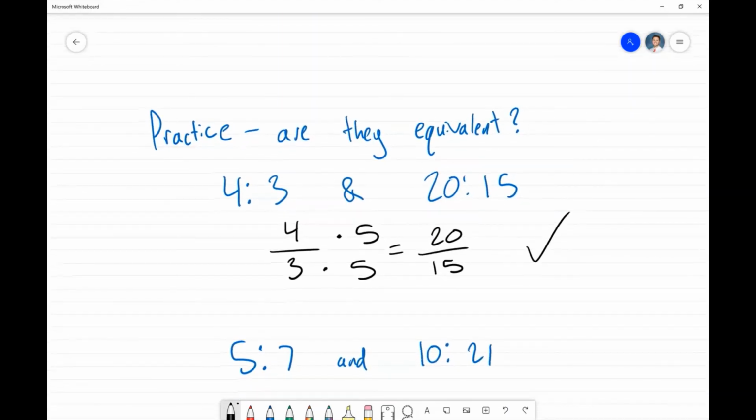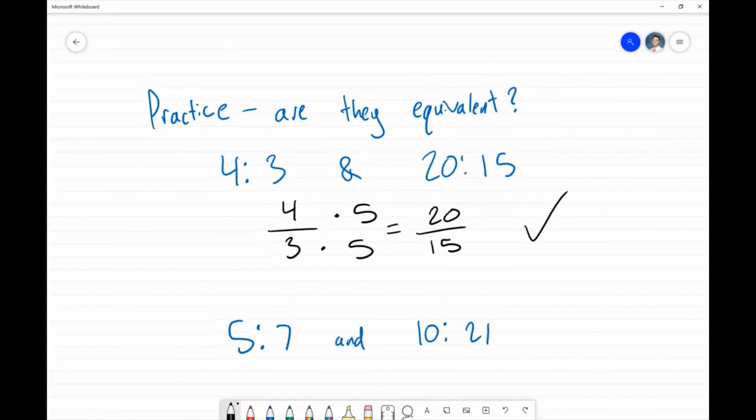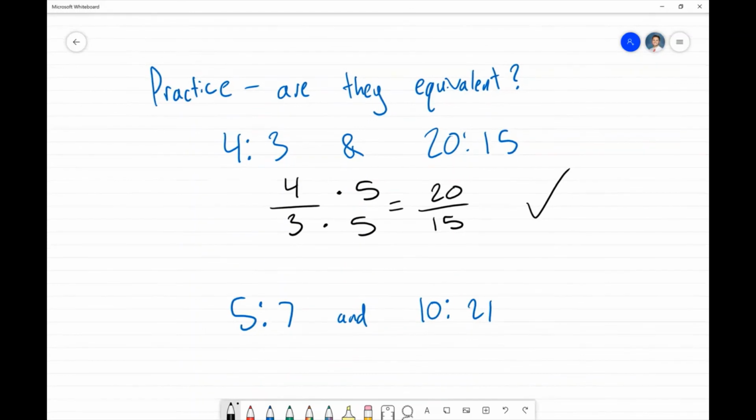What about 5/7 and 10/21? Sorry, not 5/7, 5 to 7 and 10 to 21. Okay, again, we could write them as fractions, 5 to 7, 10 to 21. Now, with this one, we can see that they are not equivalent because we know that 5 times 2 equals 10 and 7 times 3 equals 21. So these are not equivalent ratios.